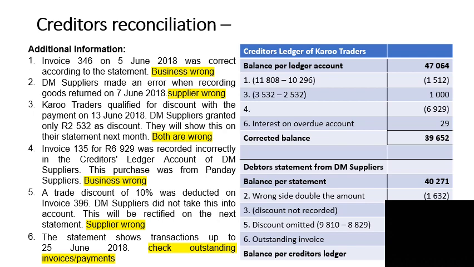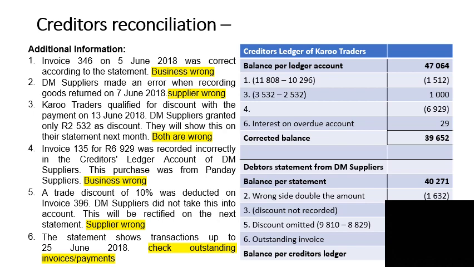2,532. Now, in the creditors reconciliation statement, the discount was never recorded. So we are recording it as like for the first time. So we just enter 2,532 as discount, and discount decreases, we put that in brackets.